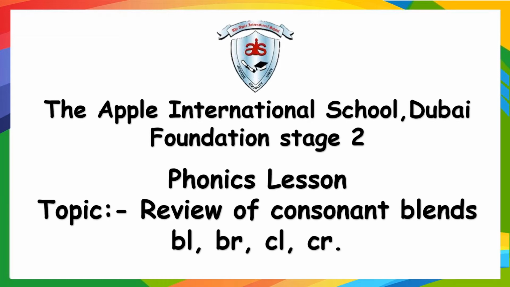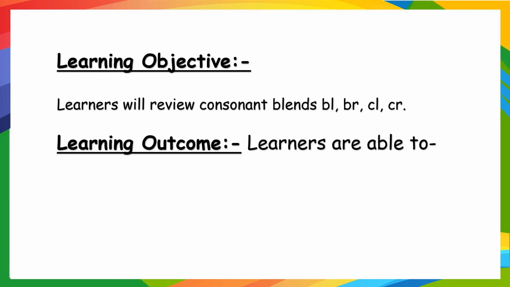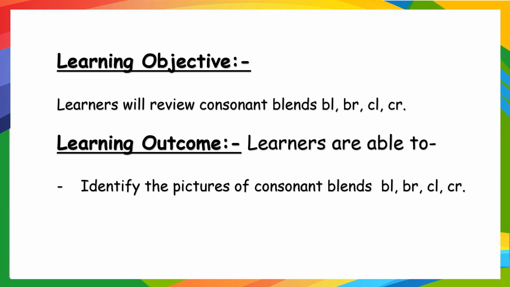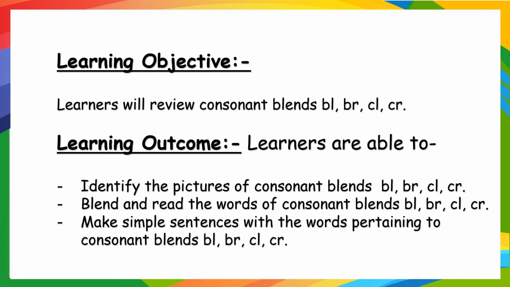Today, we are going to review consonant blends bl, br, cl, cr. So, my dear kids, our learning objective for today is learners will review consonant blends bl, br, cl, cr. And our learning outcomes are, learners are able to identify the pictures of consonant blends bl, br, cl, cr. Blend and read the words of consonant blends bl, br, cl, cr. Make simple sentences with the words pertaining to consonant blends bl, br, cl, and cr.